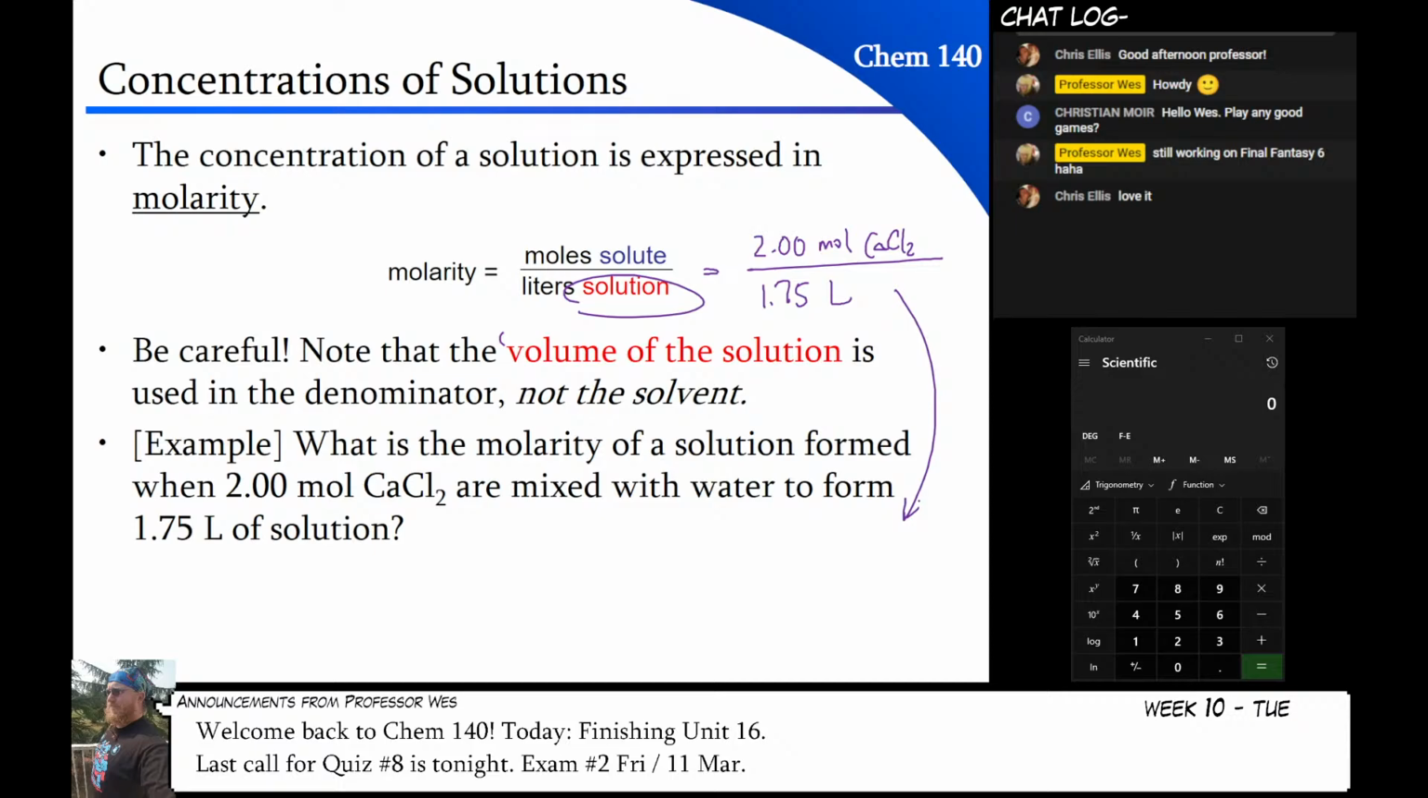I ran out of space. We're going to go down there. Now I have to actually go get the calculator out. So we go 2 over 1.75. There you go. Way too many sig figs, but that's okay. So I can write that like this. I have that many moles of calcium chloride per liter. Or I could write it like this. 1.14 capital M CaCl2, where the capital M is just the moles per liter.